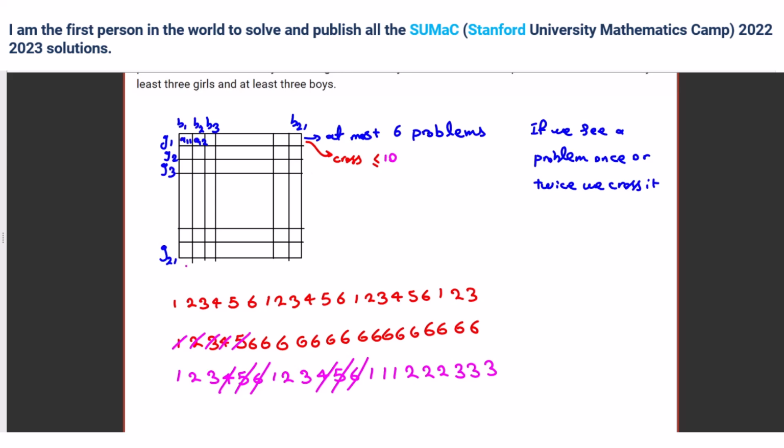So for each row, and similarly for each column, we cross at most 10 cells. Now, in this case, we cross at most how many cells in total? 210 for rows and 210 for columns, right? At most these, because maybe we cross one cell twice. So it's 420. Okay, now prove the problem.